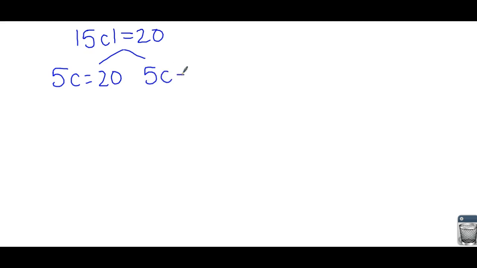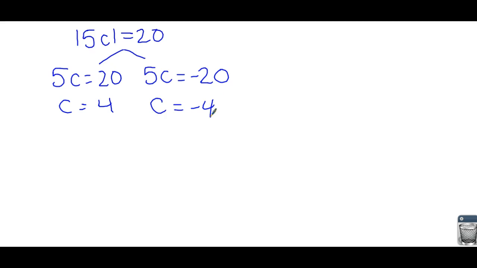So then you have to split your absolute value. Since 5c was equal to 20, you split it into the positive and the negative. And then you solve for c. So you get c is equal to 4 and c is equal to negative 4. So those two values are my possible values.